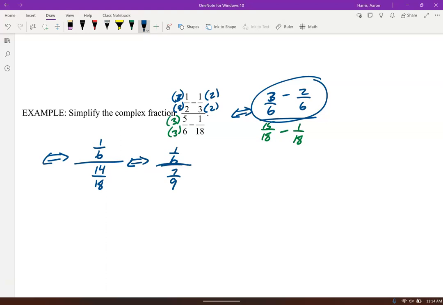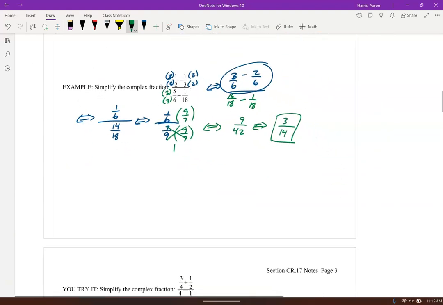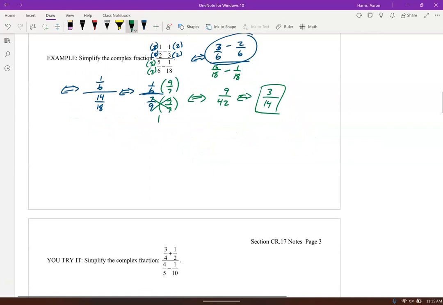And now I'm going to go ahead and multiply by the reciprocal, 9/7. Now that I got one fraction over one fraction, there's my 1. So this becomes 9 over 42. Both of those go into 3. So I'd have 3, and 42 divided by 3 is 14. So 3 over 14. We have you guys try this next one right there similarly.